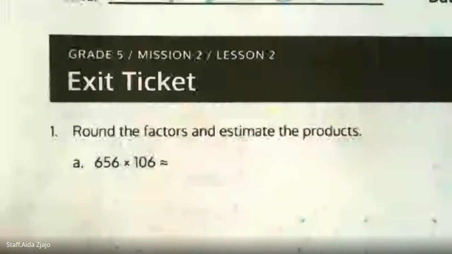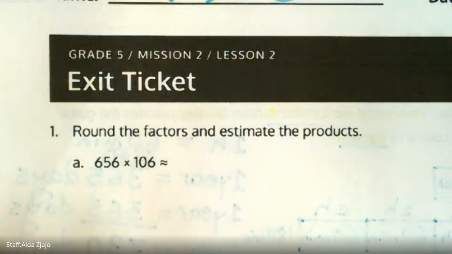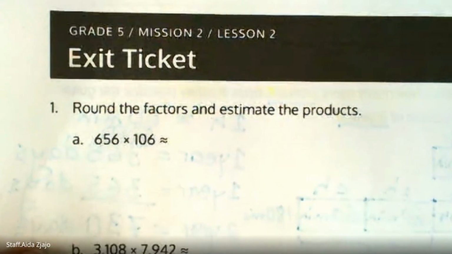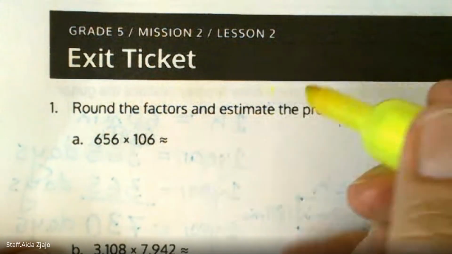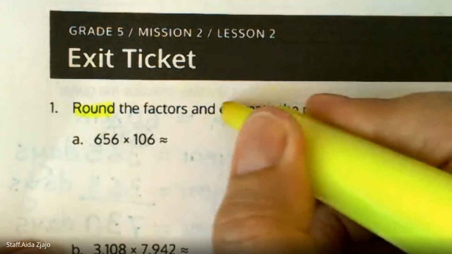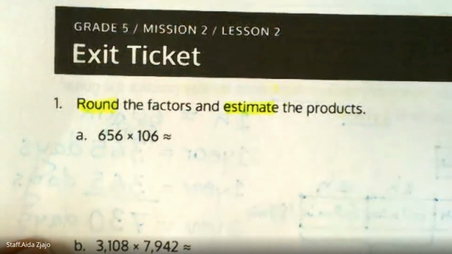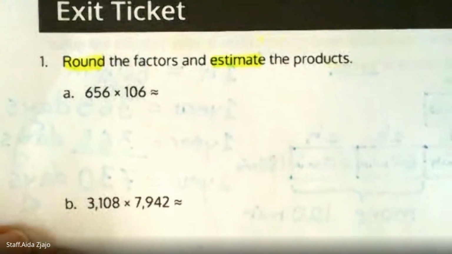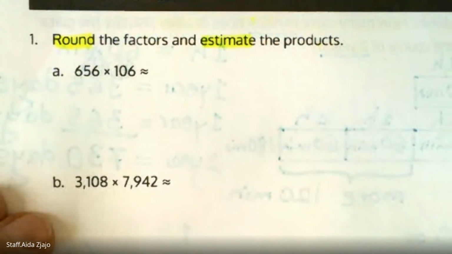Okay. It's a grade 5, mission 2, lesson 2, exit ticket. They say round the factors and estimate the product. Round and then estimate. This is very important, guys, because sometimes on your test, we all have to do testing.